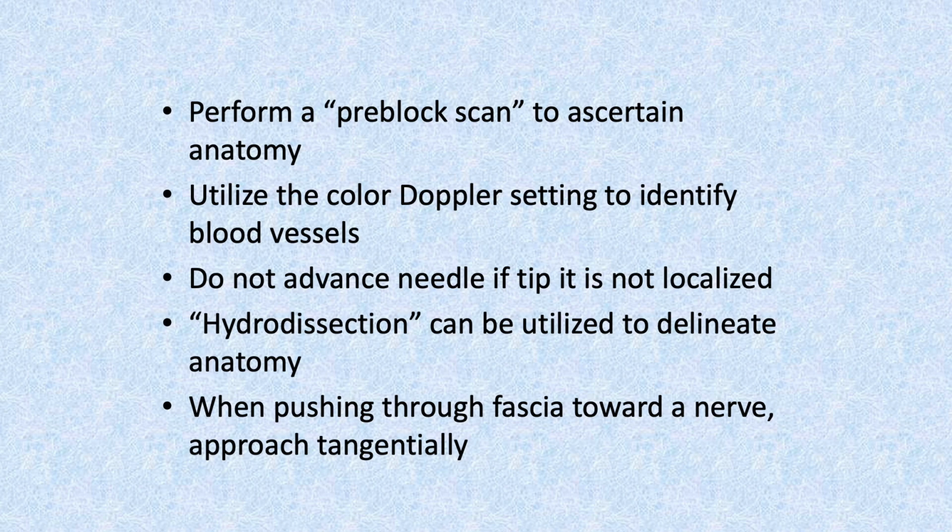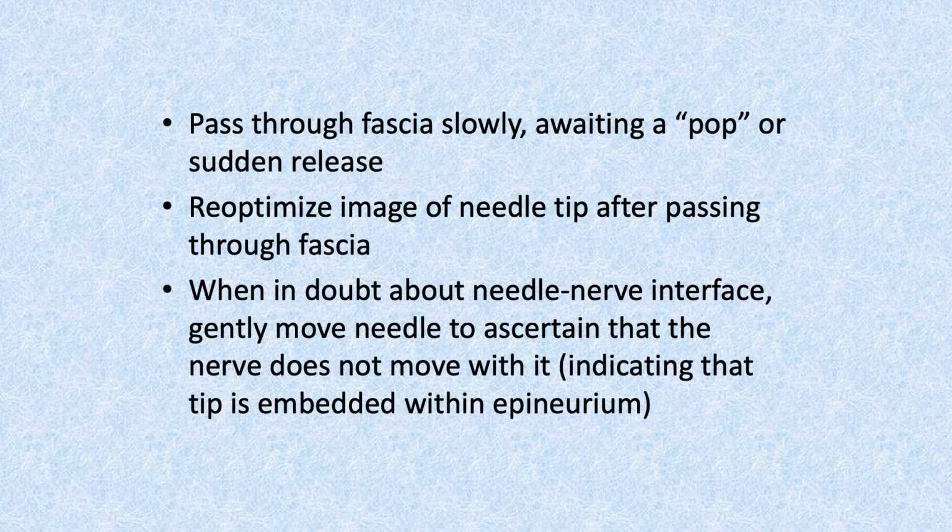When pushing through a fascia towards a nerve, approach in a tangent, which means at a certain angle, so you don't poke directly into the nerve. We poke underneath the nerve. When you poke through the fascia, because the needle is blunt, there will always be a pop. After the pop, you realign your needle with your probe again to find the tip again.